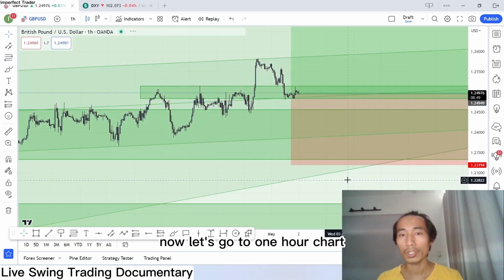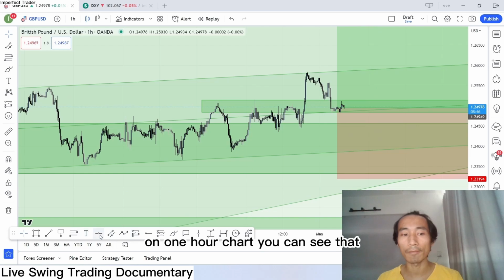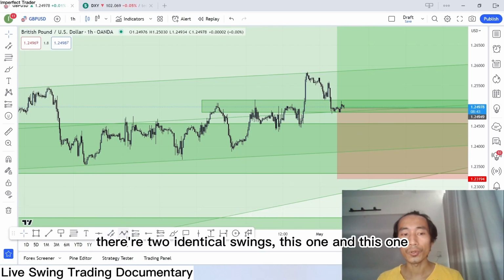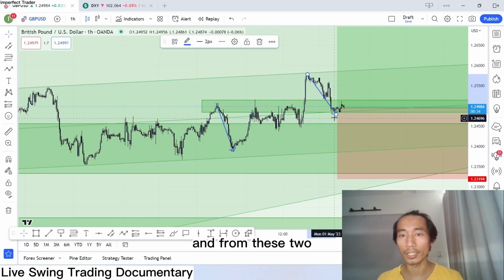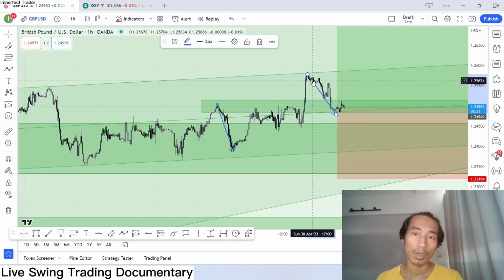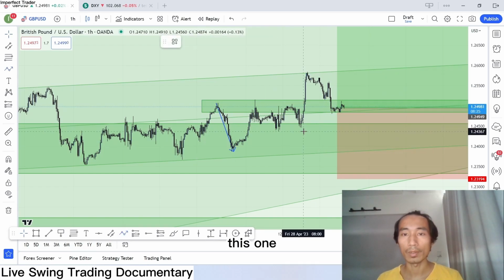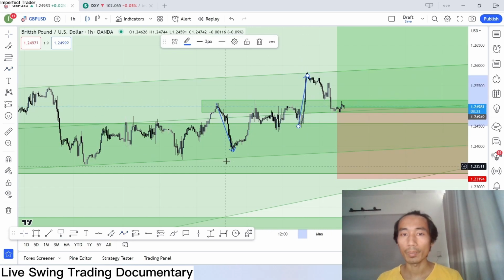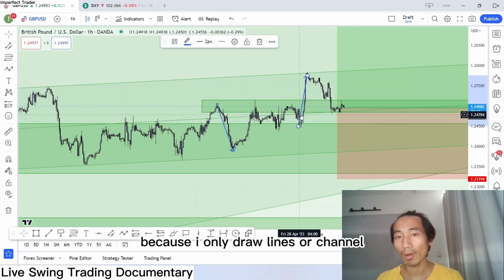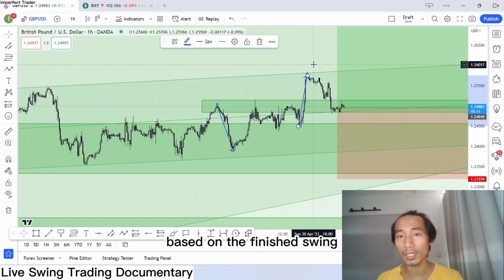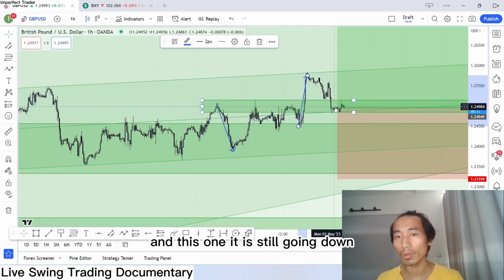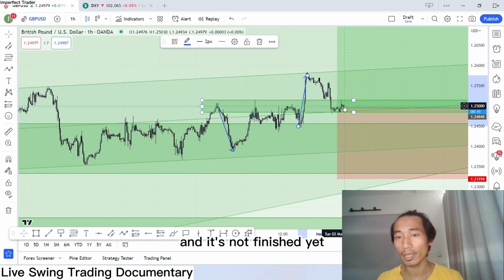And I'm not really trying to see anything beyond the simplicity of the way price is moving. Now let's go to the 1-hour chart. On the 1-hour chart, you can see that there are two identical swings, this one and this one. I only draw lines on a channel based on a finished swing. And this one is still going down and it's not finished yet. So that's the reason why I'm not going to draw any line to the low or the high.